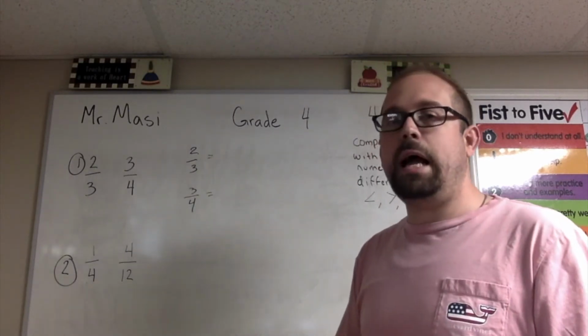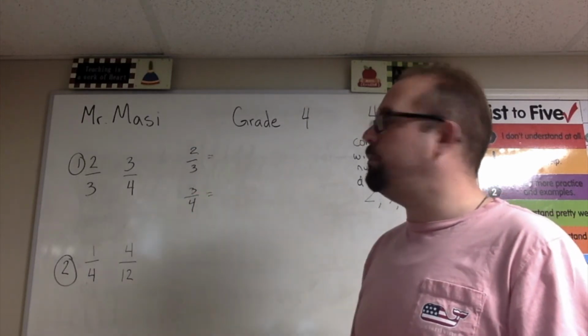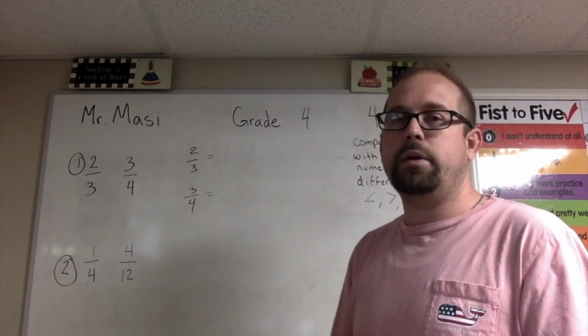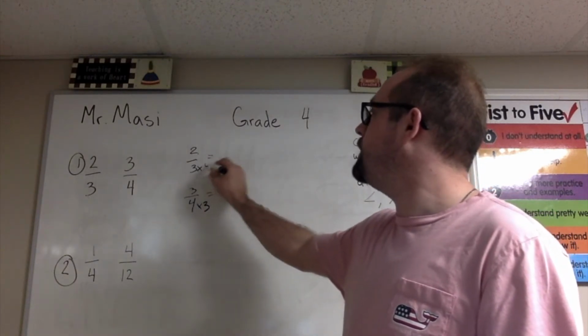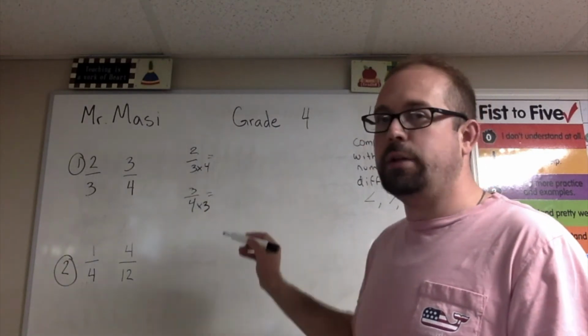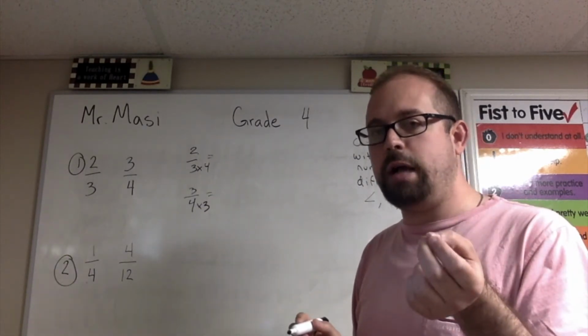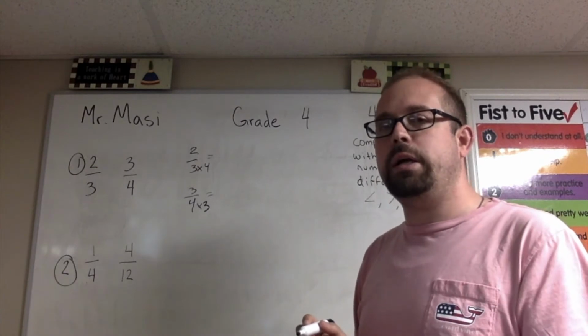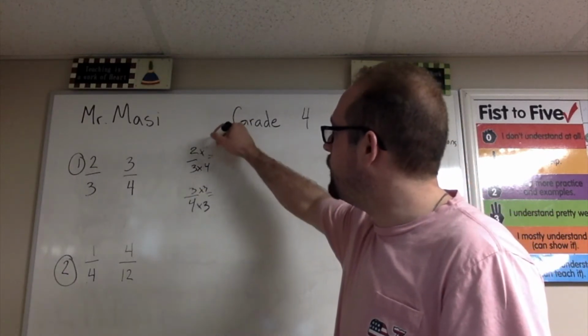One of the things that I like to do when I'm not sure is I just multiply the denominators. So I would multiply this 4 times 3 and this 3 times 4. And whatever I do to the denominator, I must do to the numerator. And again, the numerator is the top number and the denominator is the bottom number. So let's do our multiplication.